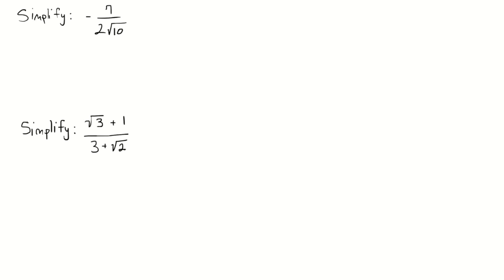Simplify negative 7 over 2 rad 10. And the question is why? Why should we simplify? What exactly is wrong with this? It's not that it's wrong mathematically. It's not even that sloppy looking. It's just that we, as mathematicians, have decided that this is not allowed ever.